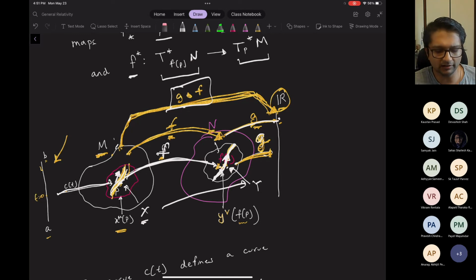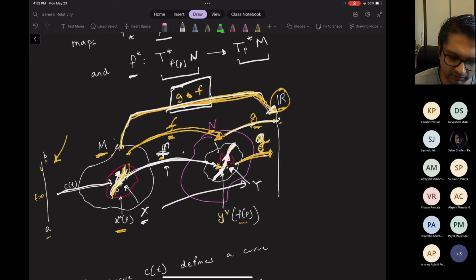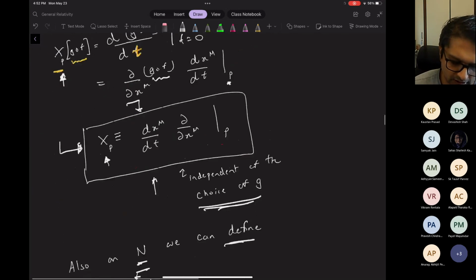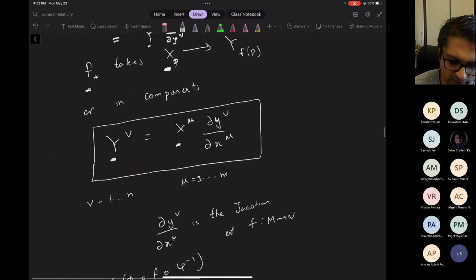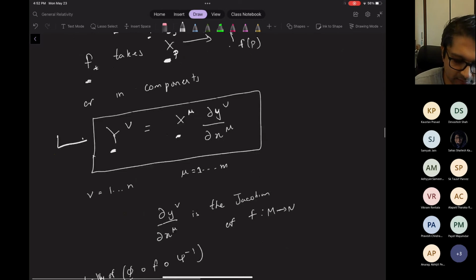The key point of all of this is you were allowed to define, by composing G and F, G circle F, which is a map from M directly to real numbers. And you are also allowed to construct a curve directly in N by composing C of T with F. That gives you this curve. The fact that you can perform these two operations is what leads to the mapping between X and Y. And in components, it's this.